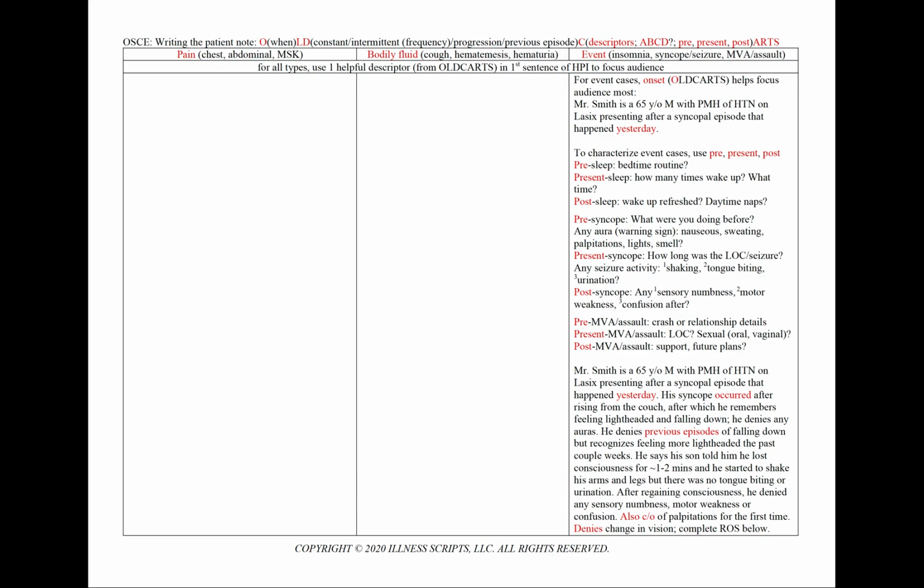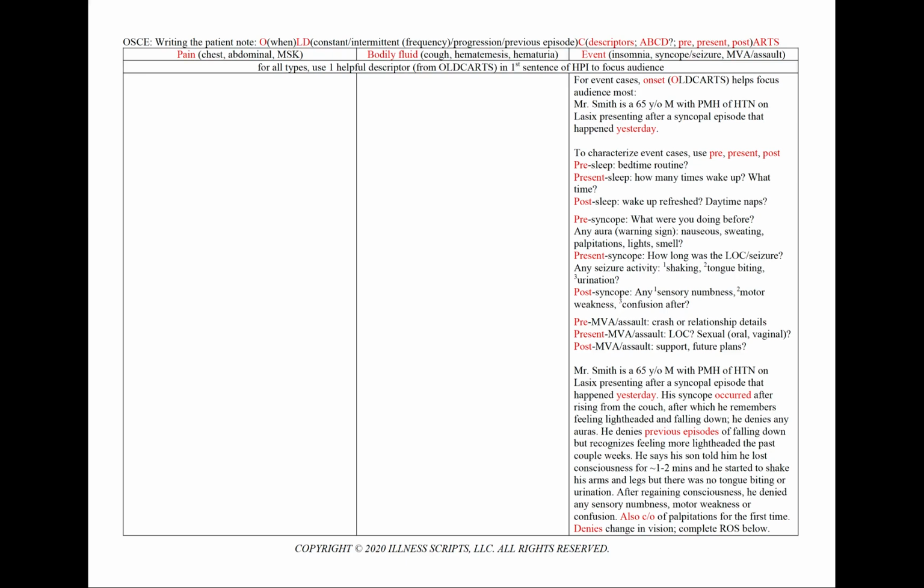Present, during the syncopal episode or seizure, how long were you seizing for? How long were you down for? And while you were down, it's very high yield and important to ask about these individually, because we could have one occurring without the other. So we always want to ask separately. One, was there any shaking? Was there any tongue biting? And was there any urination? All three of those. And then post-syncope or post-seizure, did you have any sensory numbness, motor weakness, or confusion after? And again, it's high yield and important for these cases that we ask about these all individually, because you could have one without the others.